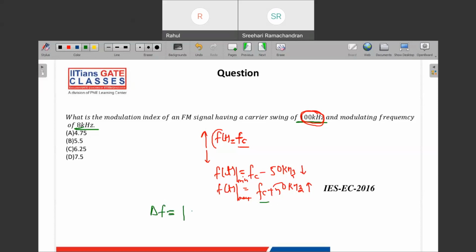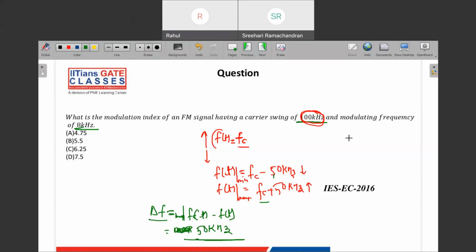Delta F is equal to Fc,max minus Fc. Okay, the maximum frequency deviation will be equal to 50 kilohertz, right? Not 100 kilohertz. That's the mistake people make here. It should be 50 kilohertz. This 100 kilohertz is both up and down. Because of that, when you calculate the maximum frequency deviation, it comes out to be 50 kilohertz.